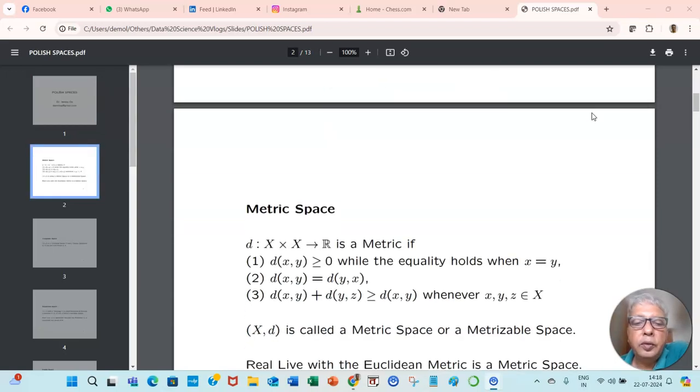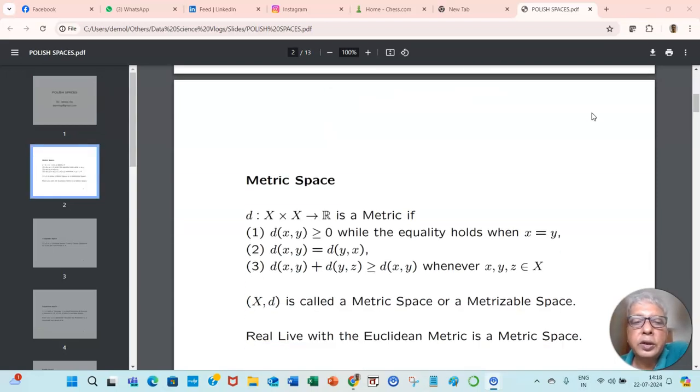So let me start with defining what is a metric, a distance function. d: X cross X to the real line is a metric if d(x,y) is greater than or equal to 0. The distance function is non-negative and equality holds only when x equals y, d(x,x) = 0. Then symmetric, d(x,y) equals d(y,x), then triangular inequality, d(x,y) plus d(y,z) is greater than or equal to d(x,z), whenever x, y, z are from X.